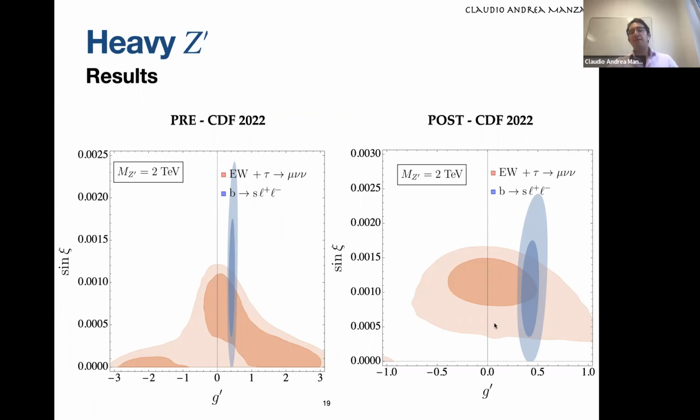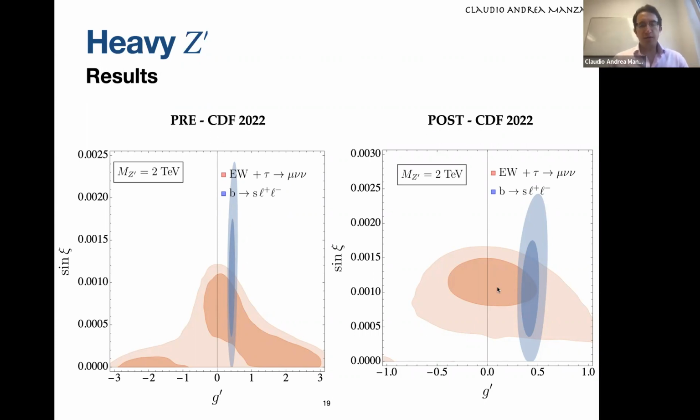So we expect that if we further increase the tension in MW, so if future measurement will determine an even larger value for MW, we are going to lose this complementarity. And the same consequence will also follow from an increase in the tension in B2SLL.